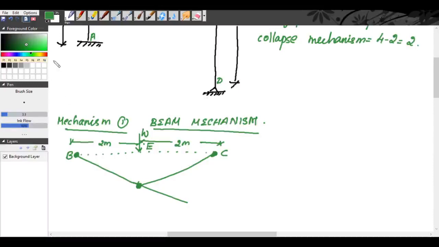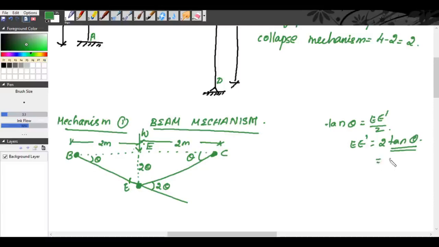So, you extend this. This is theta. Theta, because it is acting at the midpoint, right? So this angle can be 2 theta, theta plus theta. So this distance is 2 into the angle theta, so it is 2 theta. Why is it 2 into theta? Because tan theta is equal to this distance, E dash, you can take this as E dash, divided by 2. So E dash is equal to 2 into tan theta. Taking tan theta as small, tan theta is equal to theta. So you get 2 theta.